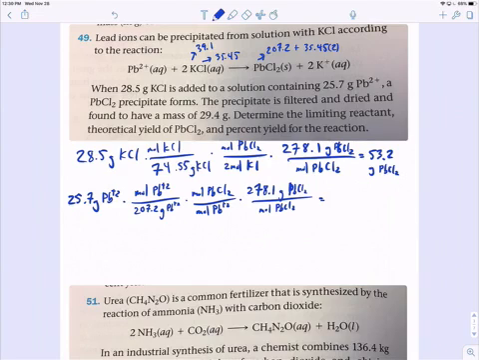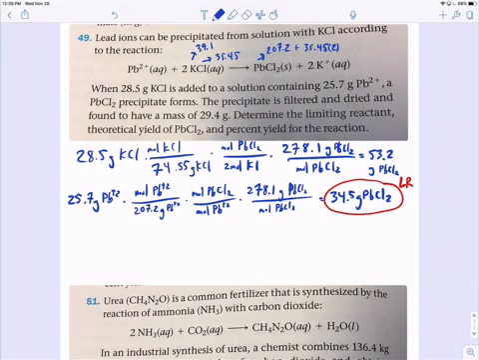So 25.7 divided by 207.2 times 278. And this is 34.5 grams PbCl2. So from that, we pick the lowest one. This one is the limiting reagent because 34 is smaller than 53.